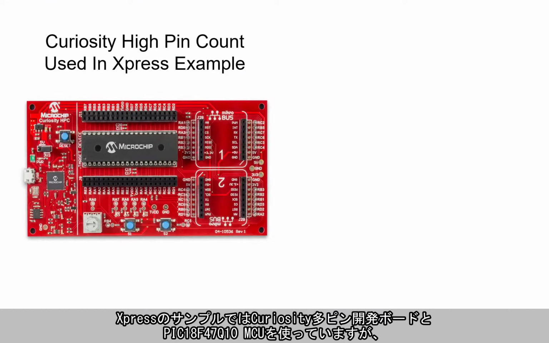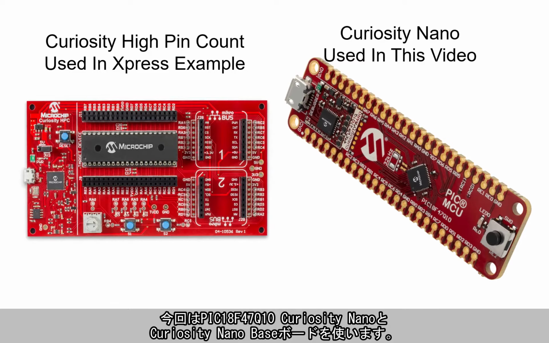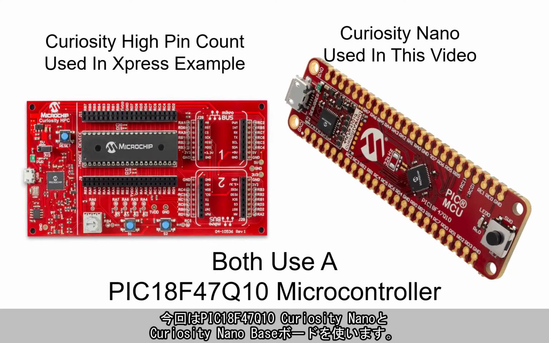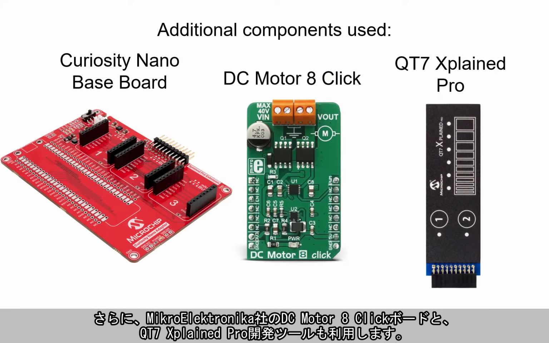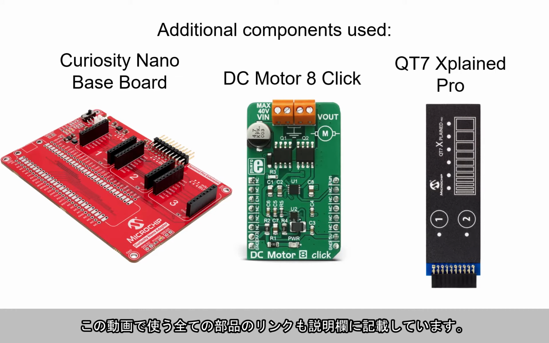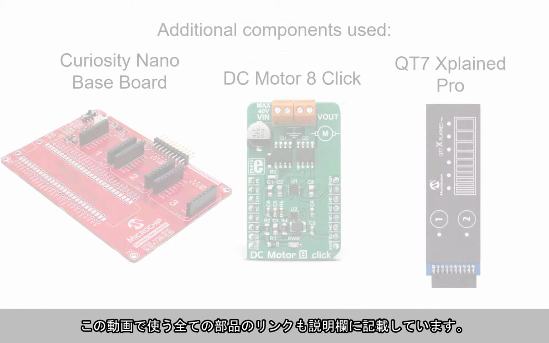Unlike the Express example that uses a Curiosity high pin count development board with a PIC18F47Q10 microcontroller, I will be using the PIC18F47Q10 Curiosity Nano along with the Curiosity Nano baseboard to accomplish the same goal. Additionally, I will also use a DC motor 8-click board from Mikroelektronika and also the QT7 Explain Pro development tool. Links for all the components used in this video can be found in the description as well.